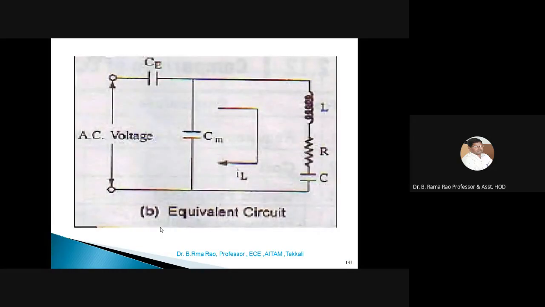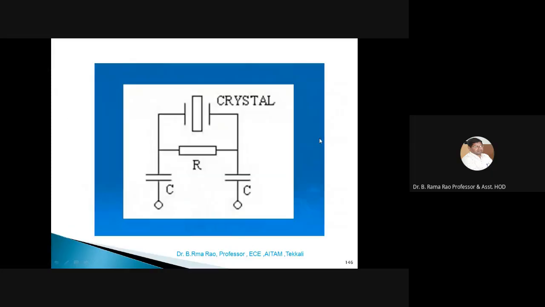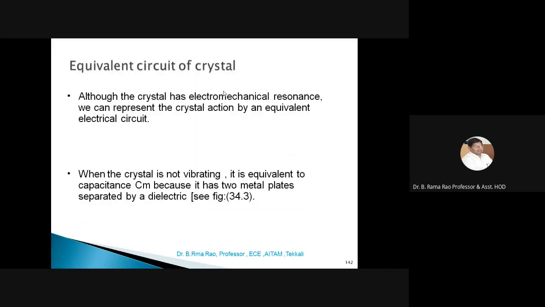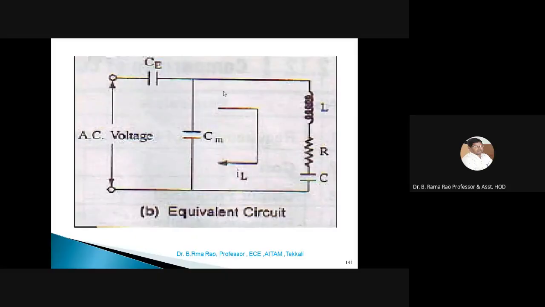This is the equivalent circuit, which we have seen earlier, RLC. The notation is different in different books. We consider this as CP and this as CS. Of course, R is very small and negligible. The series RLC is in parallel with one capacitor, that is nothing but CP. We are going to apply an AC voltage to this.